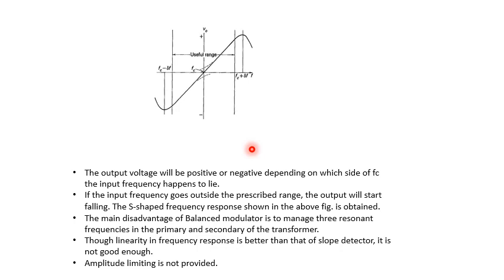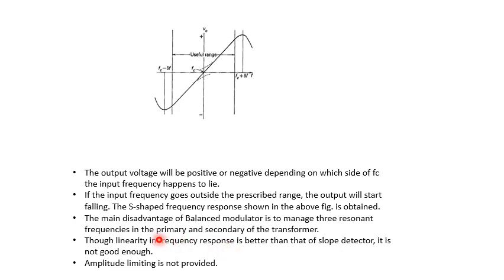The main disadvantage or shortcoming of the balanced slope detector is that we have to maintain three resonant frequencies: one for the primary circuit and the other two for T dash and T double dash.